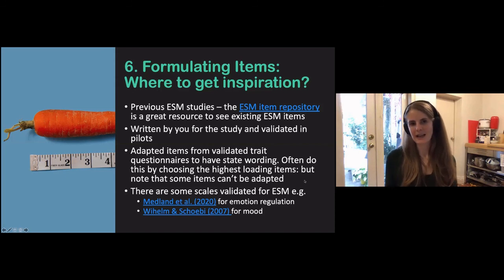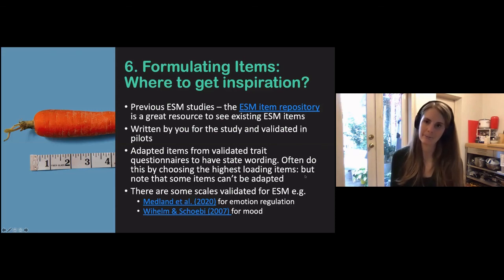And there are some scales that have been published that have been validated for ESM. I'd say they're fewer and further between, but they definitely exist. So this is an example from our own lab by Haley Medland for emotion regulation, and this is an example of a validated within-person mood scale.